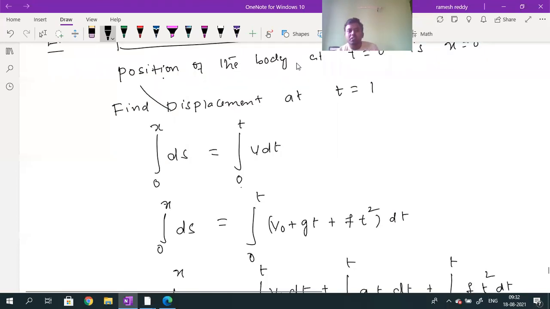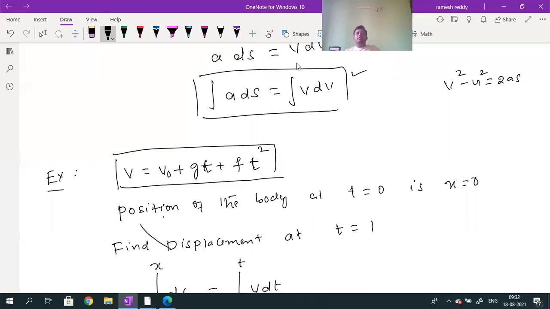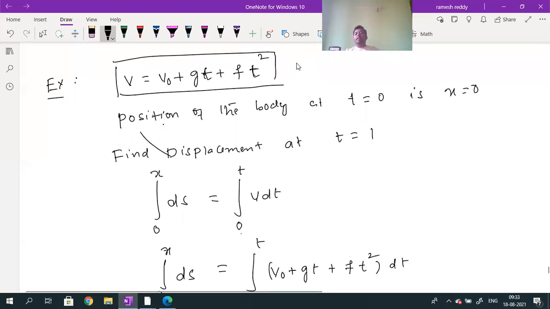Once you check this question, what is the question they have given? The velocity of a particle is given as v is equal to v naught plus g into t plus f into t square, where v naught, g and f are constants. Now, the position of the body at time t is equal to 0 is x is 0. Find the displacement value at t is equal to 1.